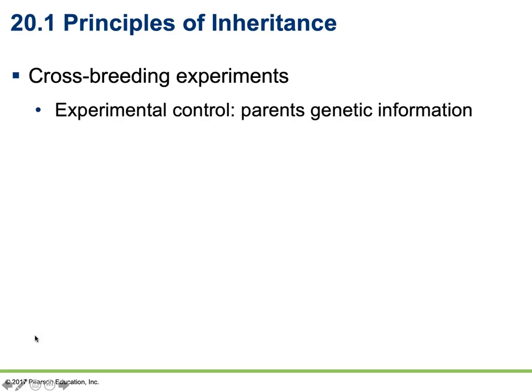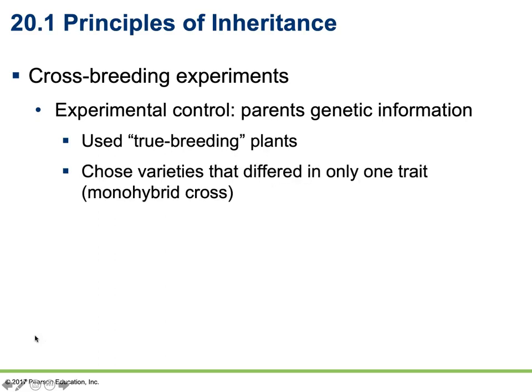In his crossbreeding experiments, he set up a few controls. Starting with the experimental control, he controlled the parents' original genetic information. He started off with parents that were initially purebred or true breeding, meaning that for many generations they had always only produced one specific genetic trait. He also chose varieties that only varied by one trait, meaning that they were identical in every way except for the one characteristic that he was studying.